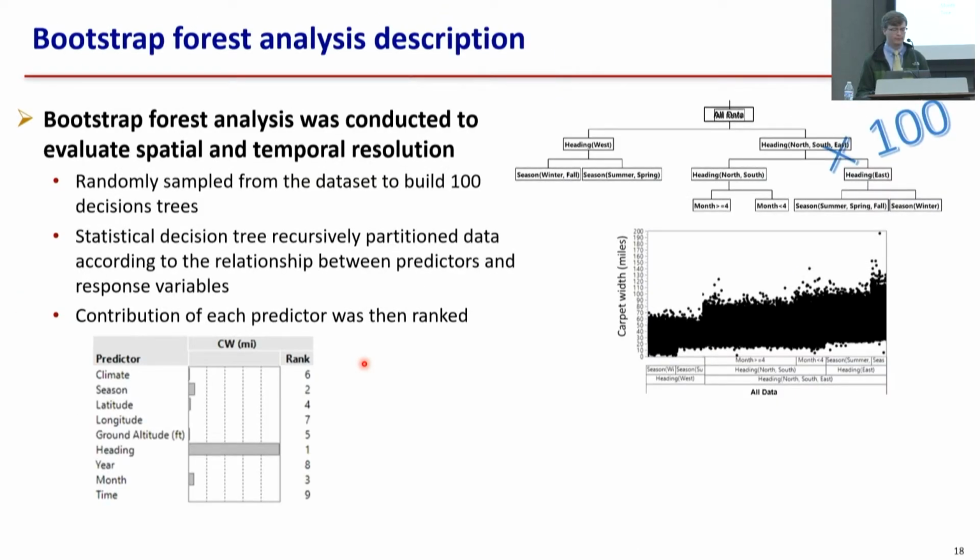The bootstrap forest analysis takes a bunch of these decision trees, and it allows us to rank the contributions of each predictor. And so in this case, again, the heading is the most important factor, and compared to the other factors of interest, they're much lower. The ranking is much lower.